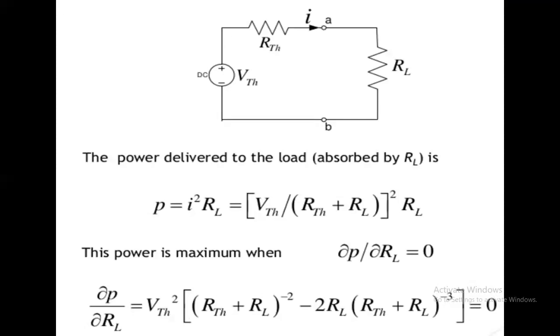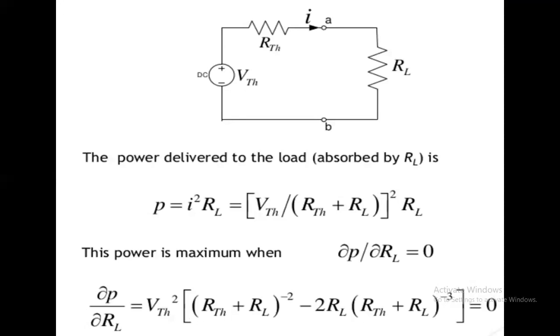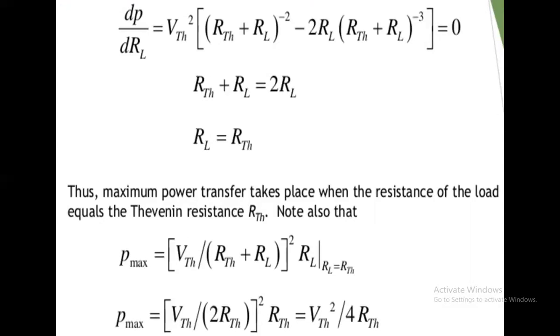So how can we derive this? First we find the equation of power, P equals the power delivered to the load or absorbed by RL, that is P equals I square RL. We find the value of I from the first slide, VTH by RTH plus RL. Put it here, then differentiate the equation with respect to RL and consider dPL by dRL equals 0. With a very simple calculation we prove that RL equals RTH. So the condition of maximum power flow is RL equals RTH. That means the load resistance should be equal to the internal resistance or Thevenin resistance of the circuit.